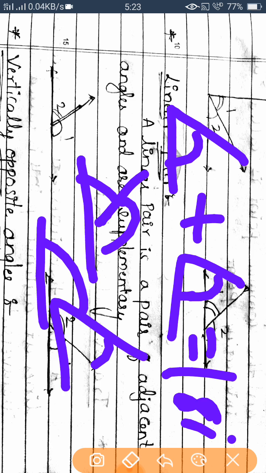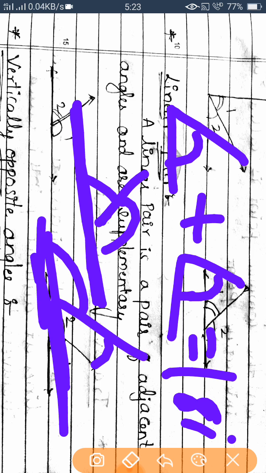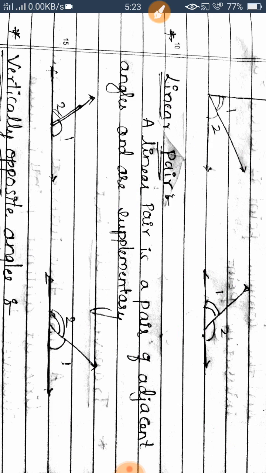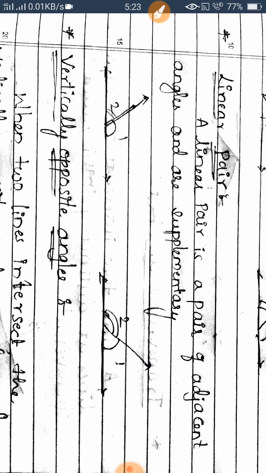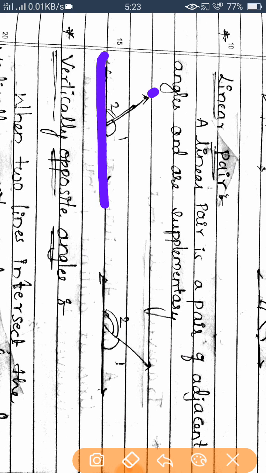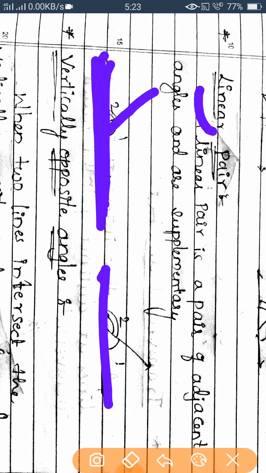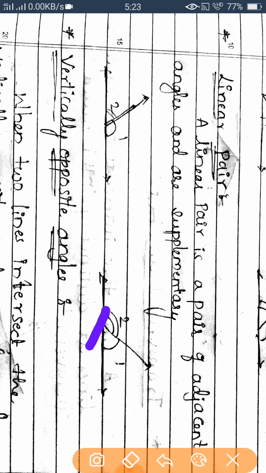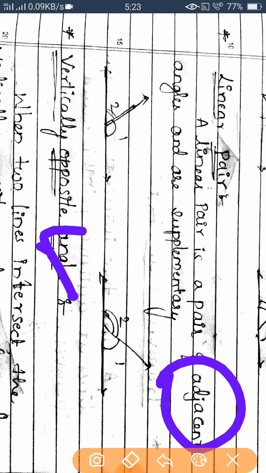It should be side by side and it should create a line here. That's why it is a linear pair. See, it should create the line. Two angles, if you join them, create one line. That's why it is linear. I hope you understand. See the definition: a linear pair is a pair of adjacent angles. Adjacent means side by side.